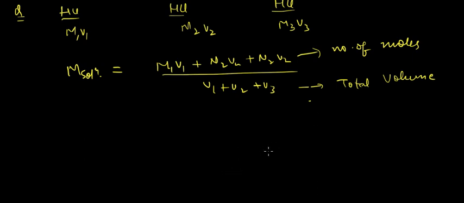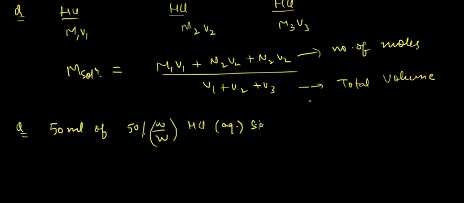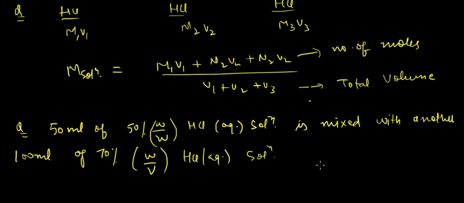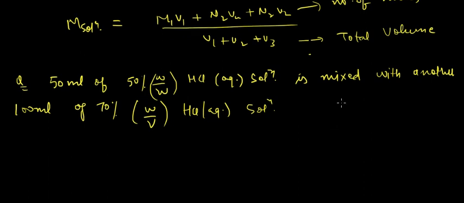Now let's see one more interesting problem. Suppose we have 50 ml of 50% W/W HCl aqueous solution, which is mixed with another 100 ml of 70% W/V HCl aqueous solution, and the same amount of water is added in the final solution in order to obtain 1.25 gram per ml.